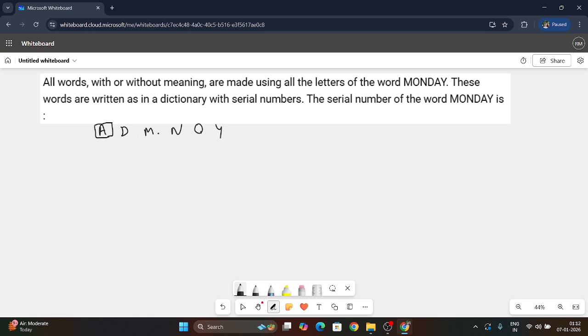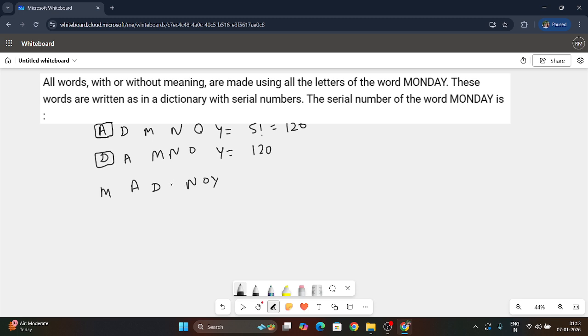Fix the A, and how many letters are here? 1, 2, 3, 4, 5 letters, and all these 5 letters can be arranged in 5 factorial ways, which means 120. Now fix the D here, and when you fix D, A M N O Y, again 120 ways, 5 factorial.